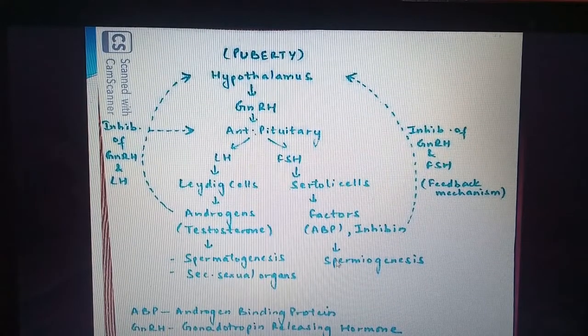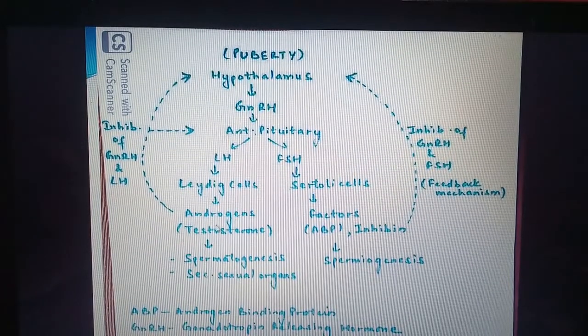Androgen binding protein helps in spermiogenesis, while inhibin, when its level is increased, acts on the hypothalamus and inhibits the release of gonadotropin releasing hormone and follicle stimulating hormone. It means that inhibin is controlling its own production. This is called a feedback mechanism.